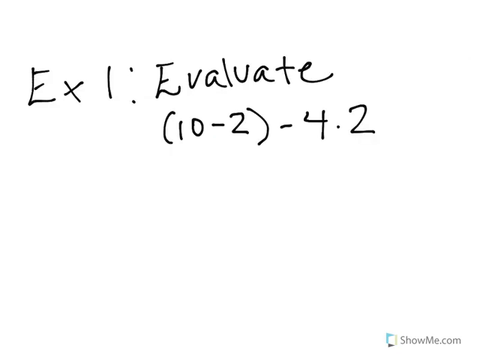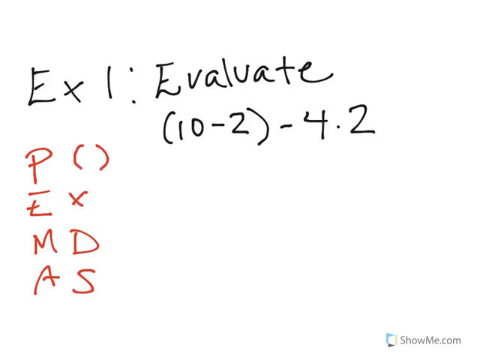So my first example is to evaluate, which is another word for solve, (10 minus 2) minus 4 times 2. Okay, so let's think back to orders of operations. I'm going to think of please, excuse, my dear, and Sally. So I think of parentheses first, exponents second, multiplication or division third, and then addition or subtraction last. And again, I always work my way from left to right when dealing with multiplication and division and addition and subtraction. So I'm going to first say, okay, are there any parentheses?